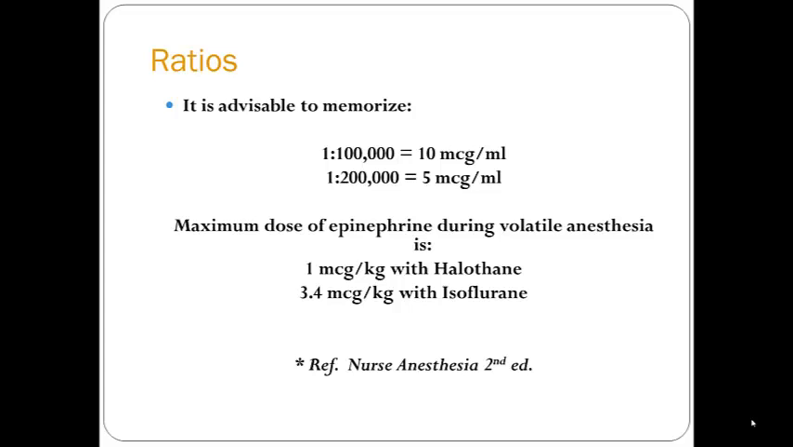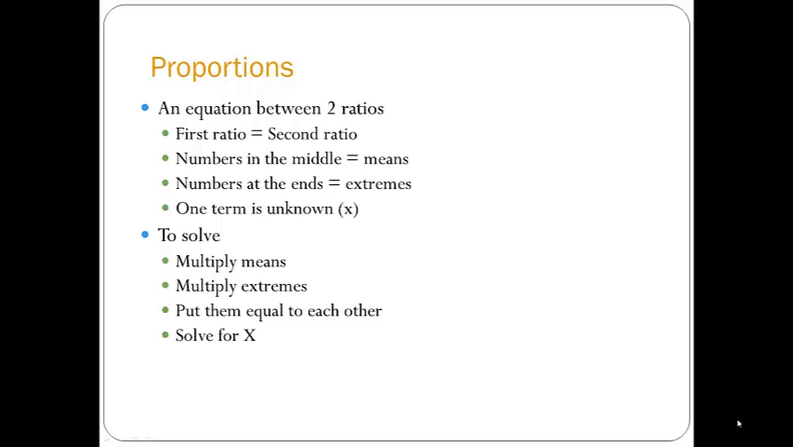You will be using local anesthetic solutions often that contain epinephrine at a concentration of 1 to 100,000 or 1 to 200,000. So once you've proved to yourself that the ratio 1 to 100,000 is really equal to 10 micrograms per milliliter, it's advisable to memorize this.